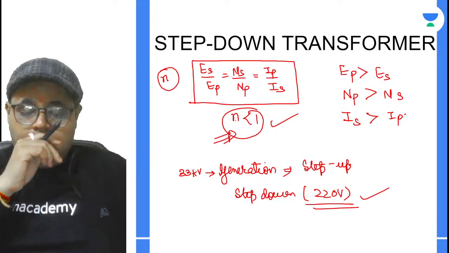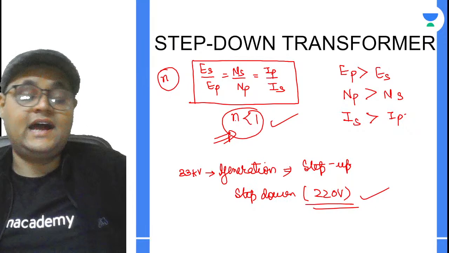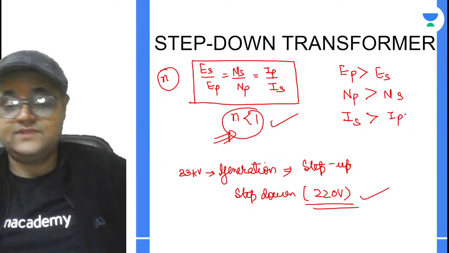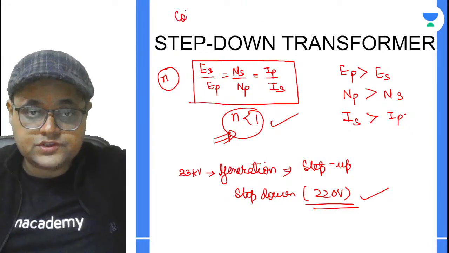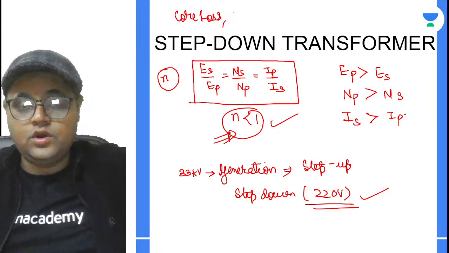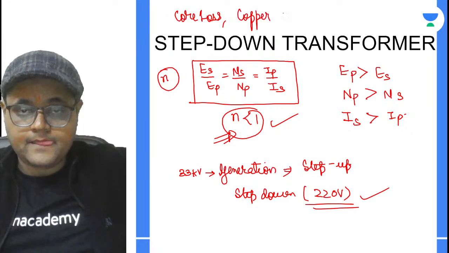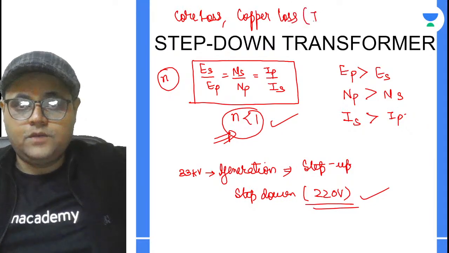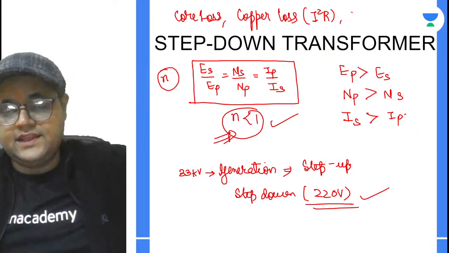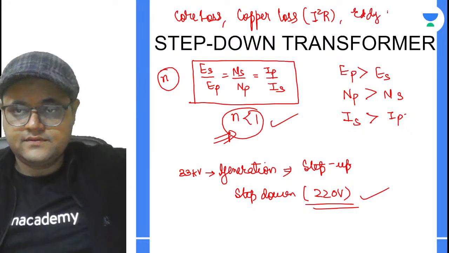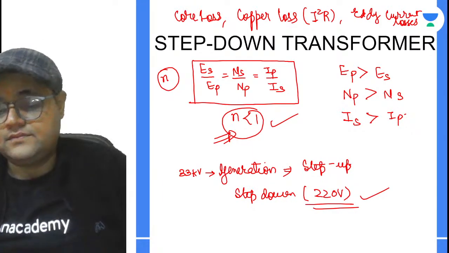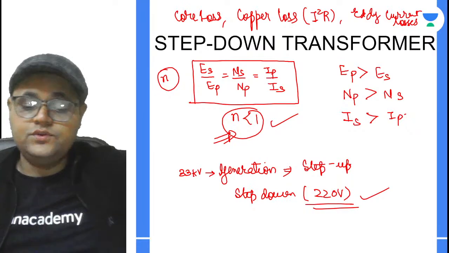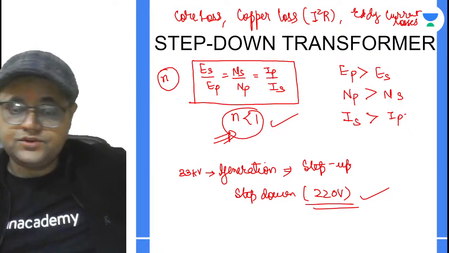Sometimes you're asked a question regarding the losses in the transformer as well. There are certain losses which take place. The highlighted ones are the core loss. Just make a note of this. The core loss, the copper loss. The copper loss is like I square R loss. And then you have the eddy current losses as well. So there are certain losses which do take place, and I have given you an explanation as to when you have to use which particular kind of transformer to ensure that the losses are minimum.